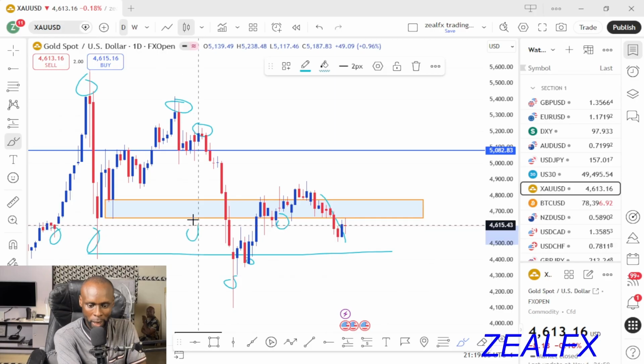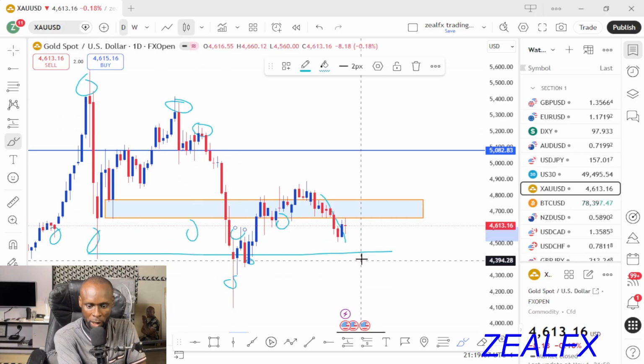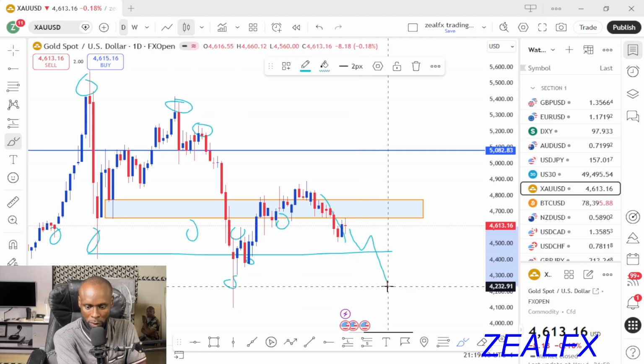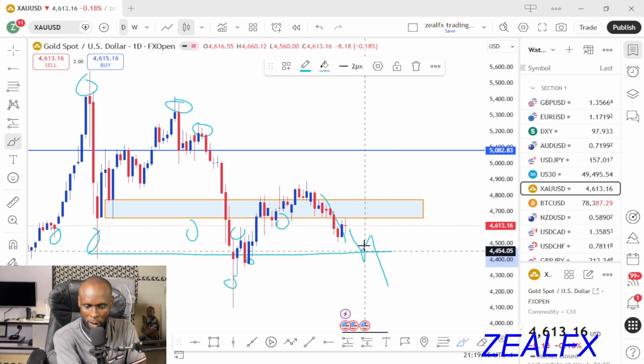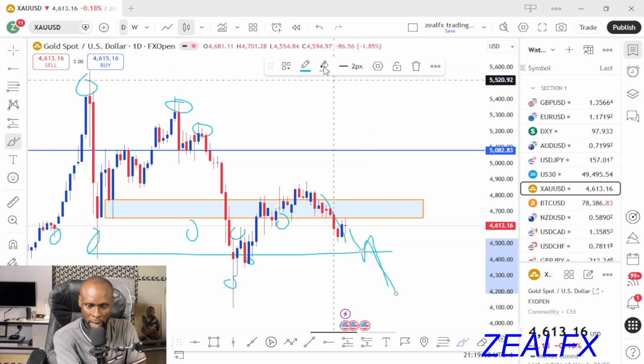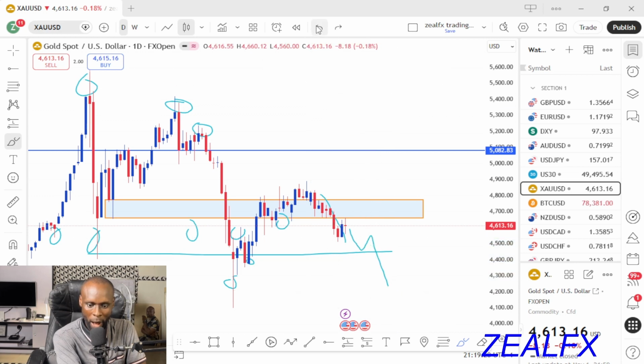We can't do anything on this support level. If we are trading from this support, selling from this support level, it might be a risk. So I need a clear direction for me to start to sell the gold. If we can break this support level, wait for a test, then we can start looking for sell on the gold. For now, I can't sell gold because I need a clear price break below this particular support level, which is this daily support level.